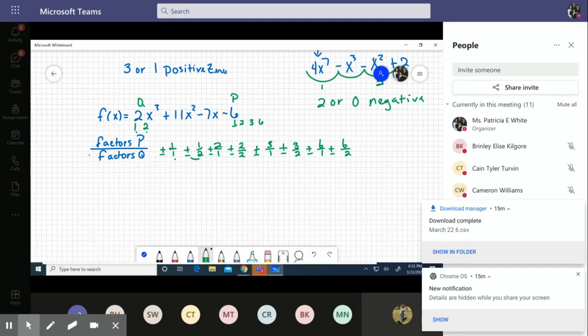So 1 over 1 is a 1. Plus or minus 1/2. Plus or minus 2. 2 over 2, that's a 1. I already have that. Plus or minus 3. Plus or minus 3 over 2. Plus or minus 6. And 6 over 2 is another 3, and I already have that.